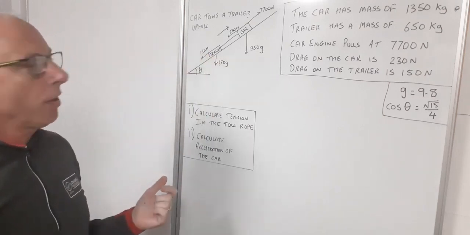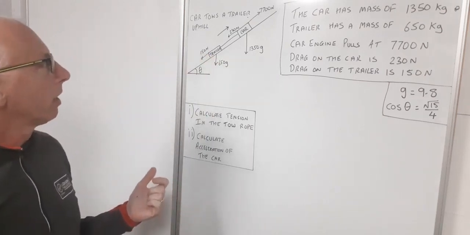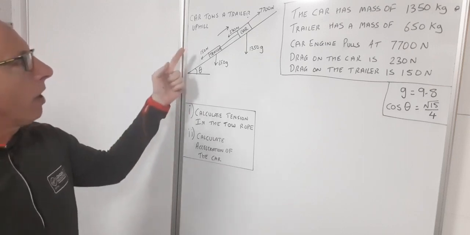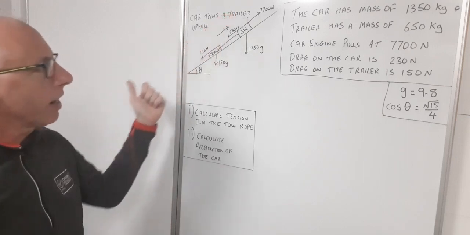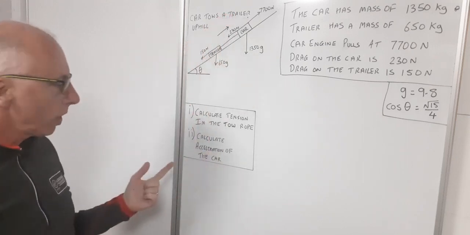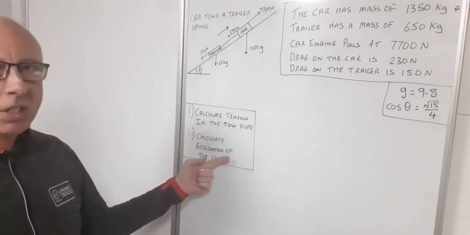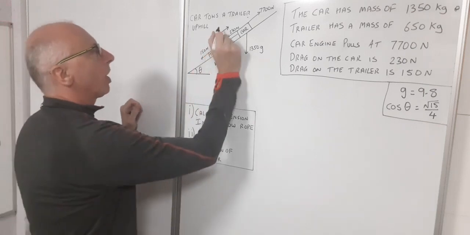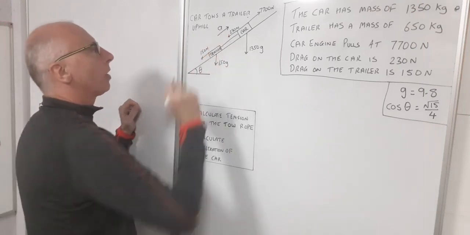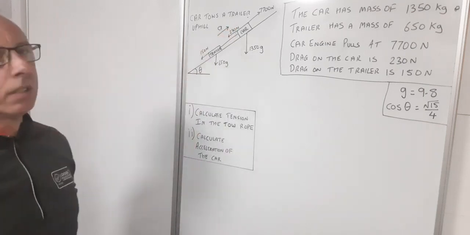Okay, now a couple of other bits of information we're going to need on here: the car is travelling up the hill, so it's accelerating up the hill because that's part of the question. We need to find the tension in the tow rope and the acceleration of the car. So that brings us on nicely to the acceleration, which is going in this direction, up the hill.